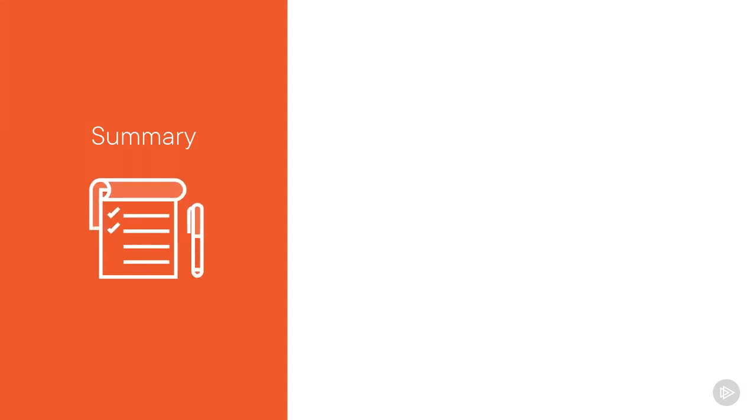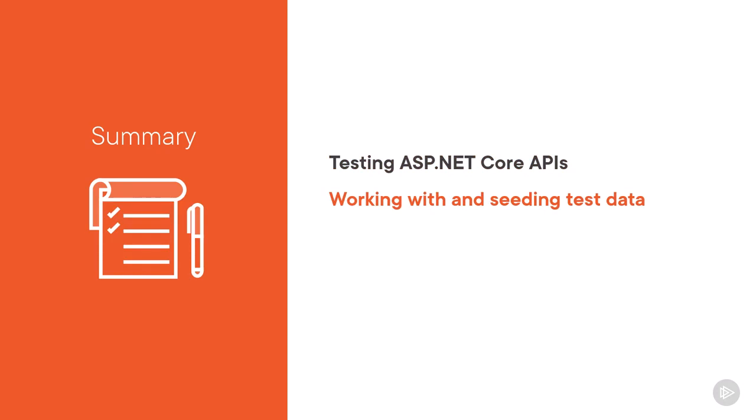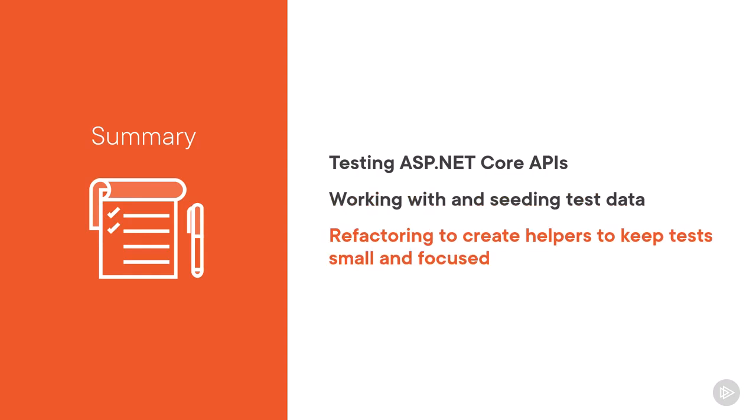That wraps up this final module and the course. In this module, we learned how to set up ASP.NET Core Web API integration tests using Web Application Factory. We saw how to work with seed data and some best practices to avoid problems caused by multiple tests manipulating data at the same time. And finally, we looked at some techniques we can use to keep our individual tests small and focused with minimal duplicate code.